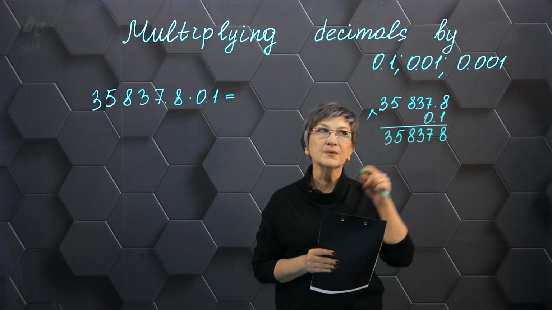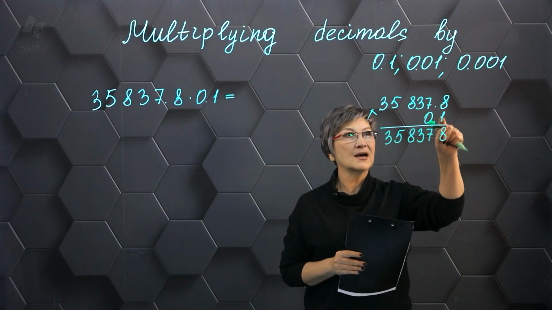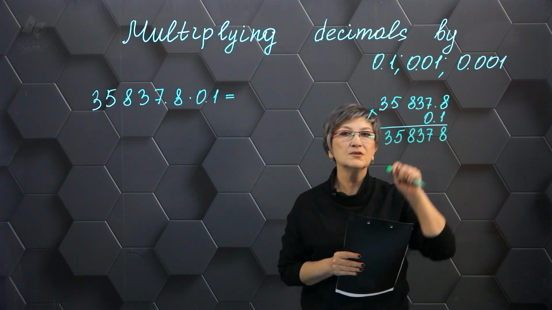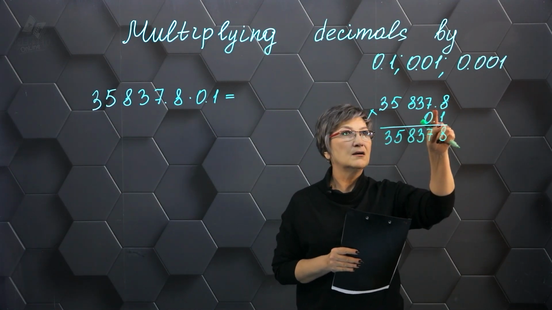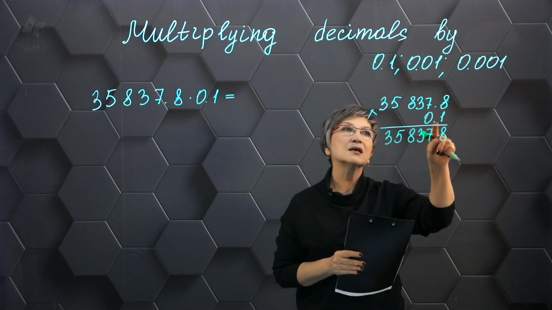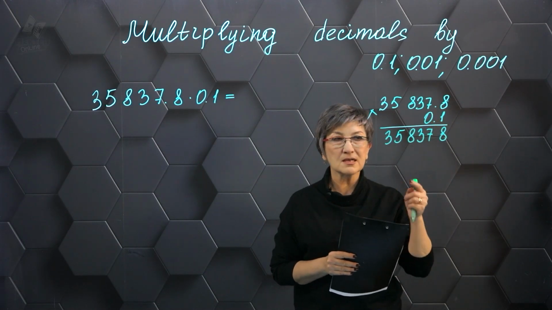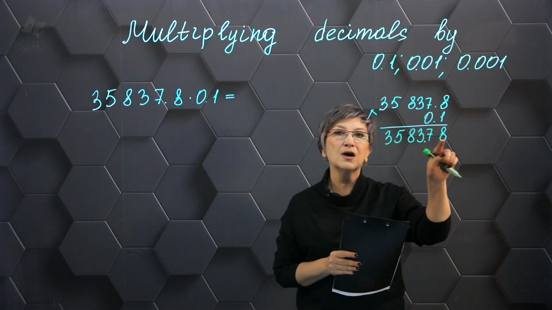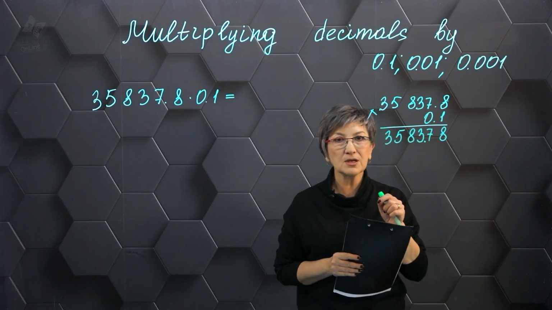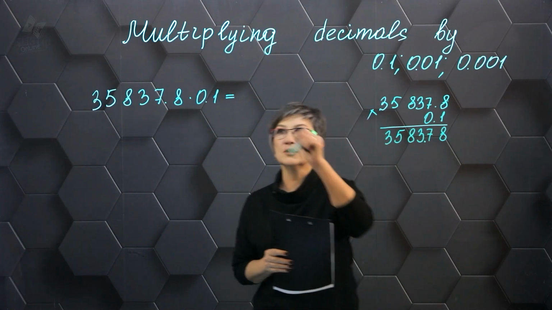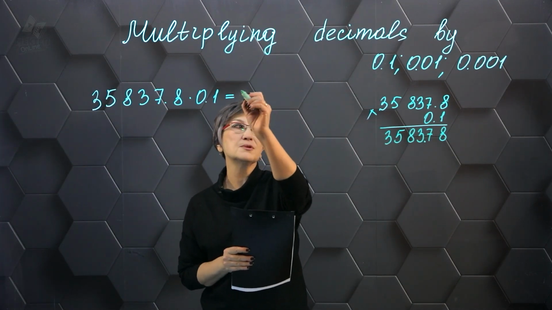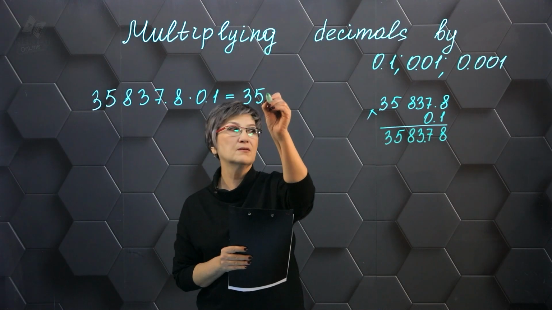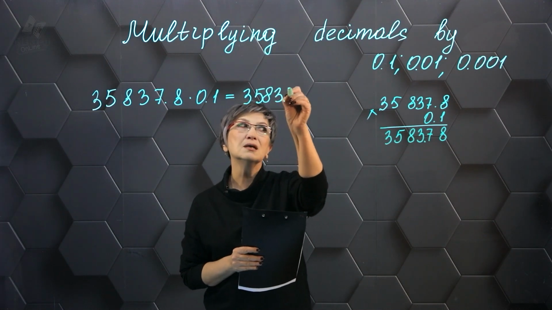To do that, we're going to count how many digits after the decimal point there are in our multipliers. So, there is one sign in the first multiplier and one sign in the second multiplier. Therefore, in our result, I separate the two signs I leave after our decimal point. The result is the answer that I write down, and that would be 3,583.78 hundredths.